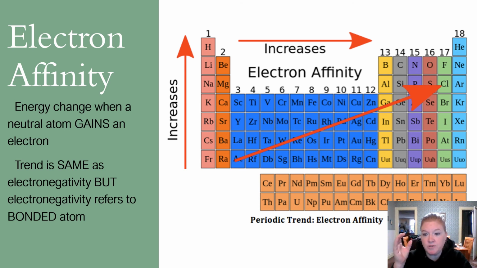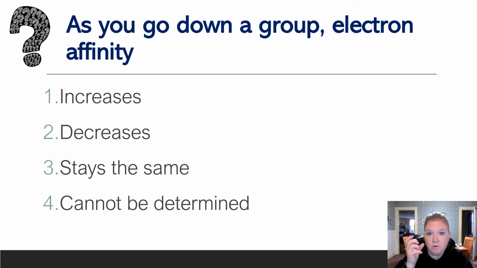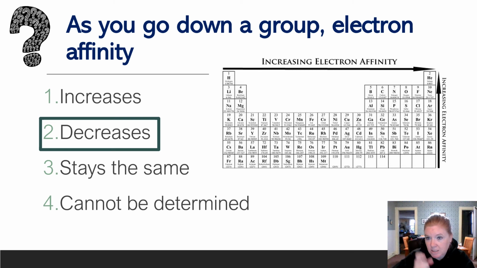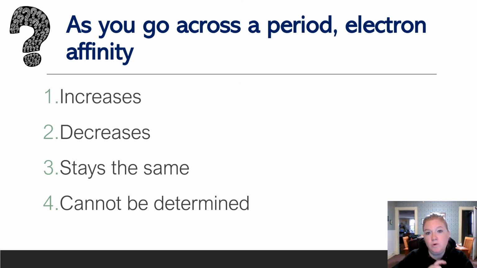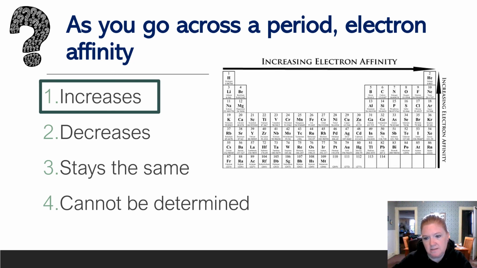So I always think electronegativity, electron affinity, they sound very similar. They both start with electro. So their trends are the same. So if you know the electronegativity trend, you know the electron affinity trend. And they both have to do with pulling an electron in. It's just that electron affinity is for a neutral atom. So as you go down a group, electron affinity decreases, and as you go across a period, electron affinity increases, okay?